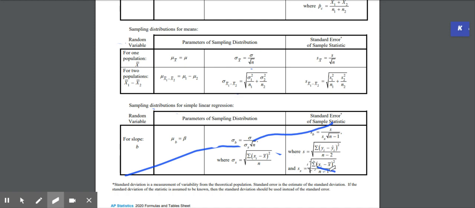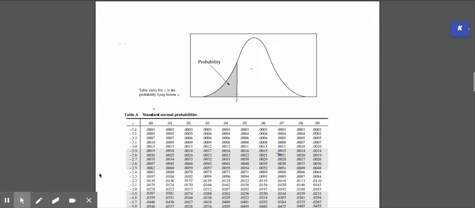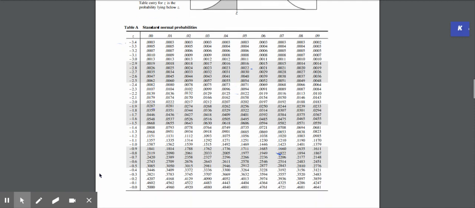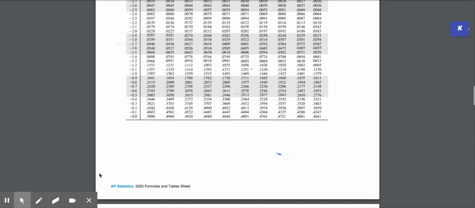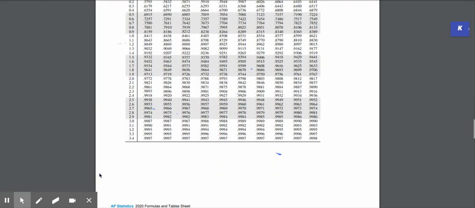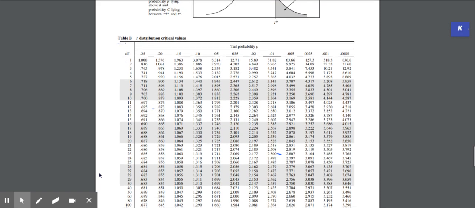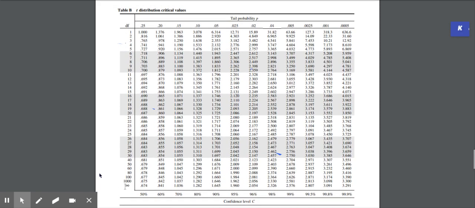Just match up whatever kind of inference procedure you're using with what the statistic is on the left-hand side and use the standard error on the right-hand side. Okay, moving on to the tables now. These are the z-tables. Most of you are just going to use normal CDF for this, but if you want to use the z-tables, there they are. We're going to skip through that and go to the t-table, because the t-table is ultimately the most useful of the tables for this exam.